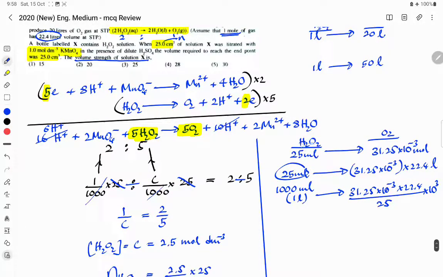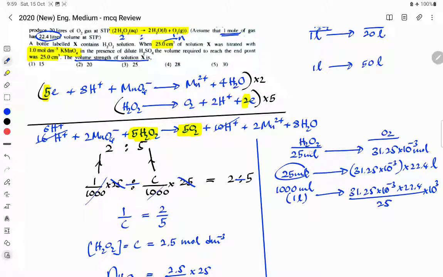Then the 25 milliliter of H2O2 gave this amount of moles of oxygen. Then we have to convert this amount of moles into volume. They have said 1 mole is equal to 22.4 liters. So 2 moles will be 2 into 22.4, and 5 moles of oxygen will have 22.4 into 5 liters. Likewise, this amount of moles will have this into 22.4 liters of oxygen. That amount of oxygen was obtained from 25 milliliters of the H2O2 solution.